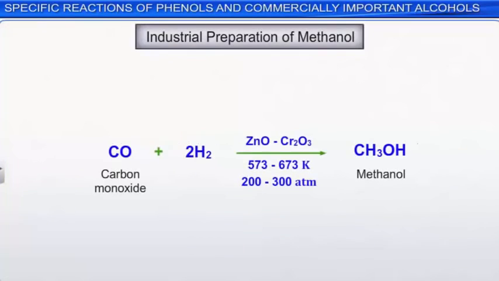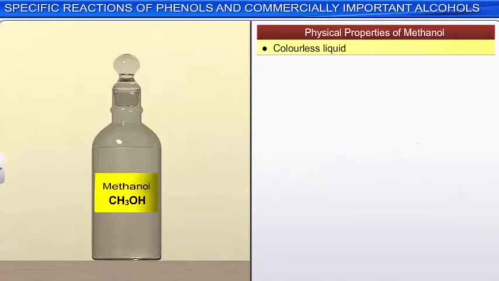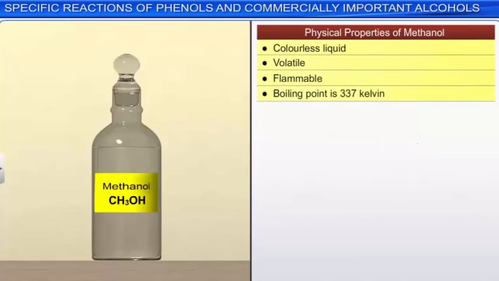Methanol is prepared on an industrial scale by the catalytic hydrogenation of carbon monoxide. This reaction requires high temperature and pressure, as well as a zinc oxide chromium 3 oxide catalyst. Methanol is a colorless liquid that is volatile and flammable. Its boiling point is 337 Kelvin.